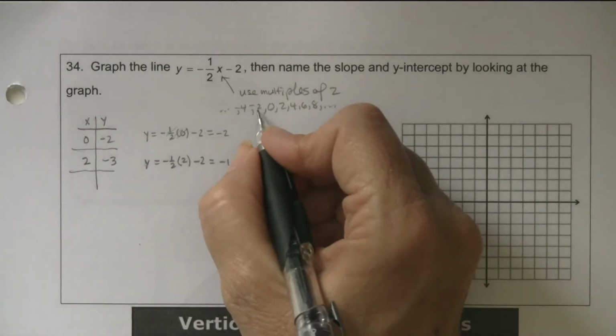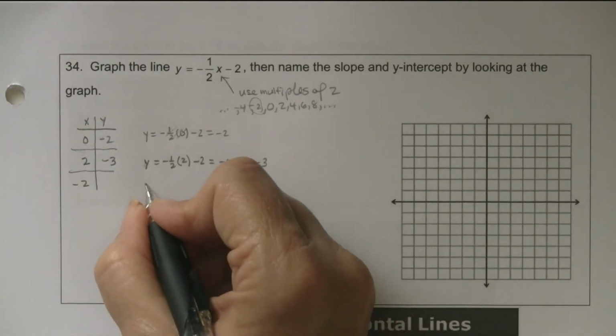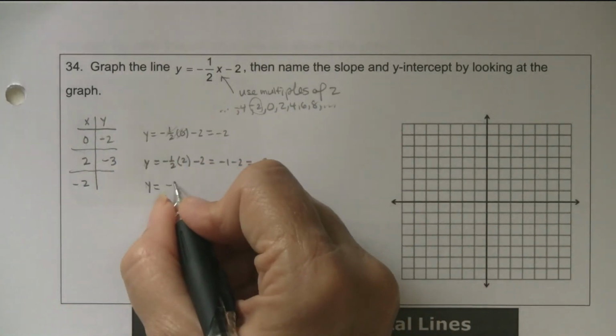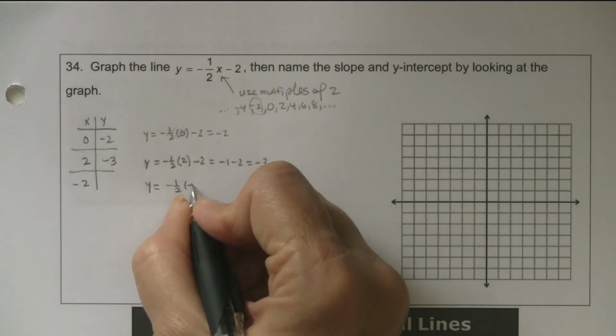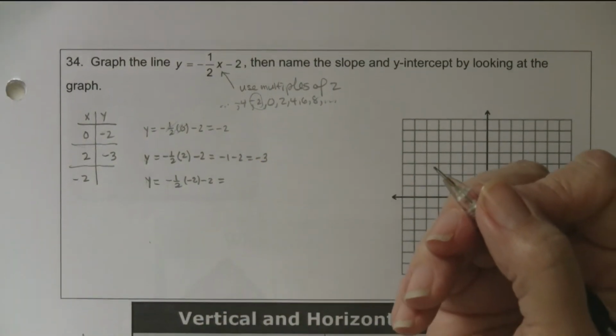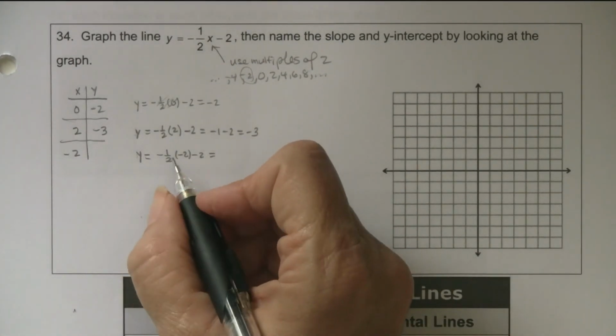Then I think I'm going to choose negative 2, but you choose whatever floats your boat. You should choose a multiple of 2 though, because you should not purposely choose fractions. If you do, then you're probably going to make more errors than you like, because people don't work real well with fractions.